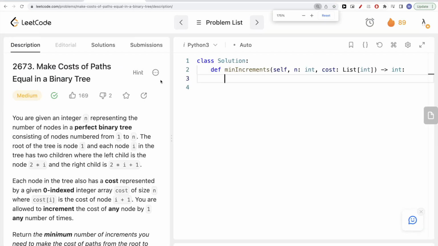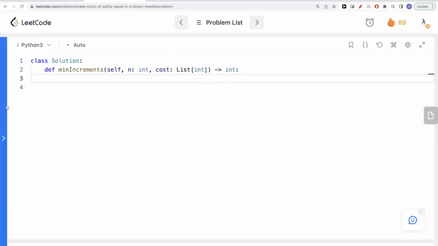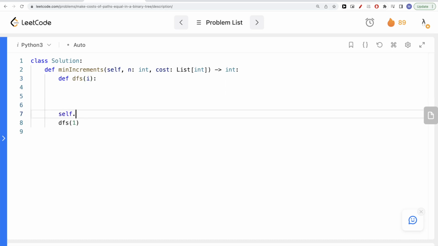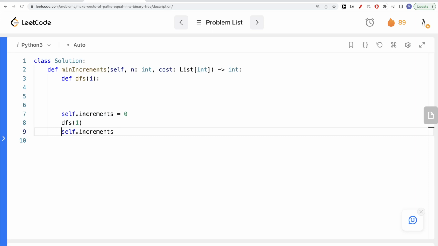Okay, so let's implement the solution we just saw in the overview. So we need to do DFS, right? And so our DFS, we need to start from a node, and we start from the first node, which is 1, because the nodes are from 1 to n. Okay. And then we need our total increment that we'll need to return. And then this is what we'll need to return at the end.